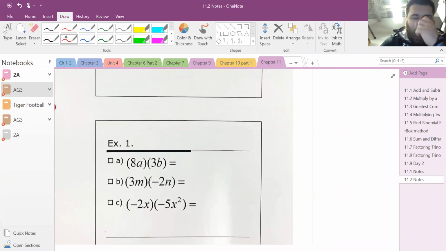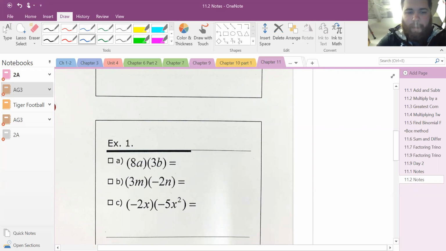So remember, when you multiply two polynomials, you want a set of parentheses around them both. It's not really a big deal when you have a monomial times a monomial. Remember, monomial is one term. We learned that yesterday. It's not a big deal when you have monomial times a monomial, but it is a big deal when you have a binomial involved in any way.